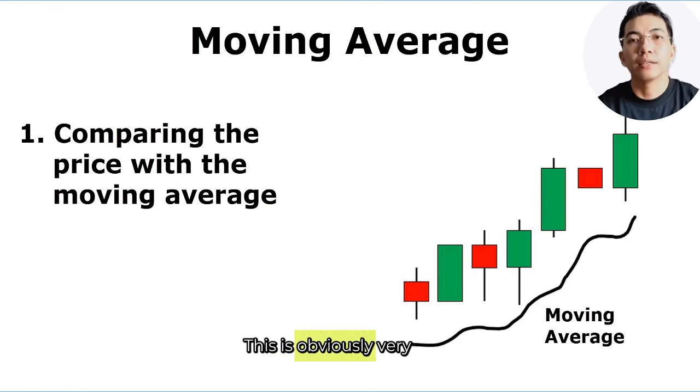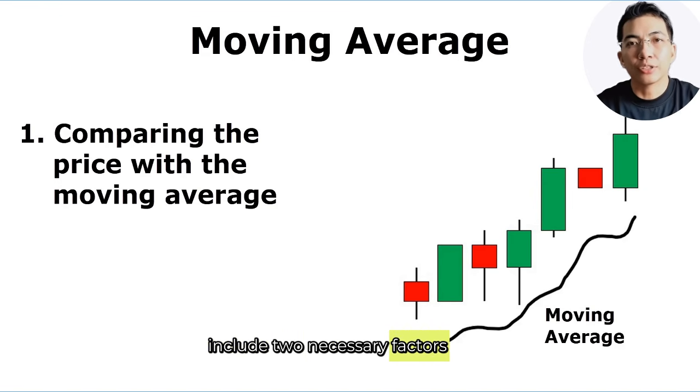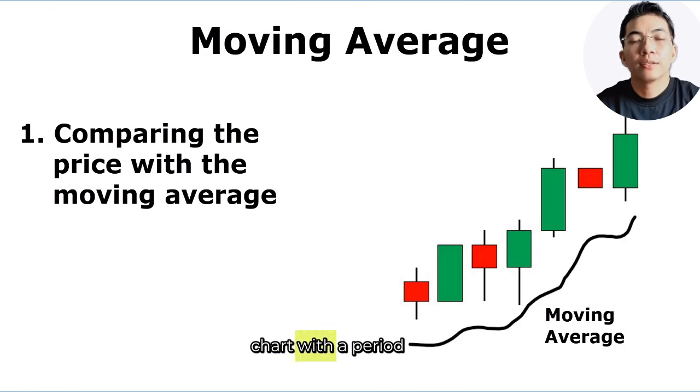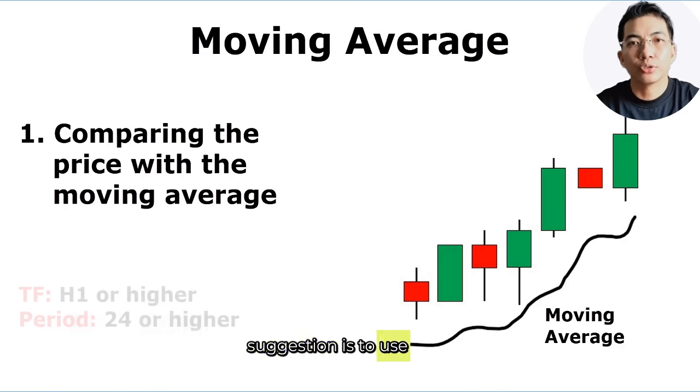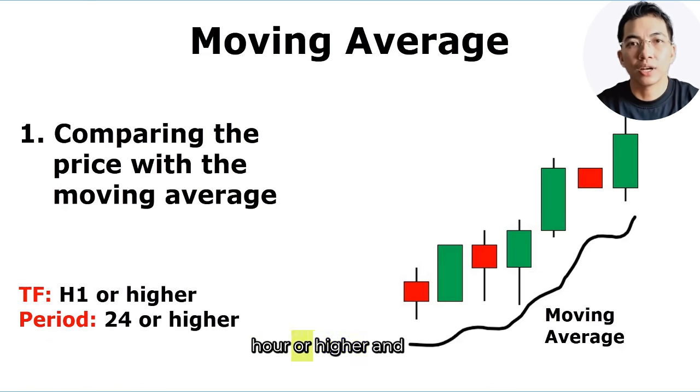This is obviously very general because it doesn't include 2 necessary factors like the time frame and the period of the moving average. It wouldn't make any sense to say that the market is in an uptrend if we are studying the moving average on a 5-minute chart with a period of 5 candles. If you want to use this technique, my suggestion is to use a time frame of 1 hour or higher and a period of 24 candles or higher.